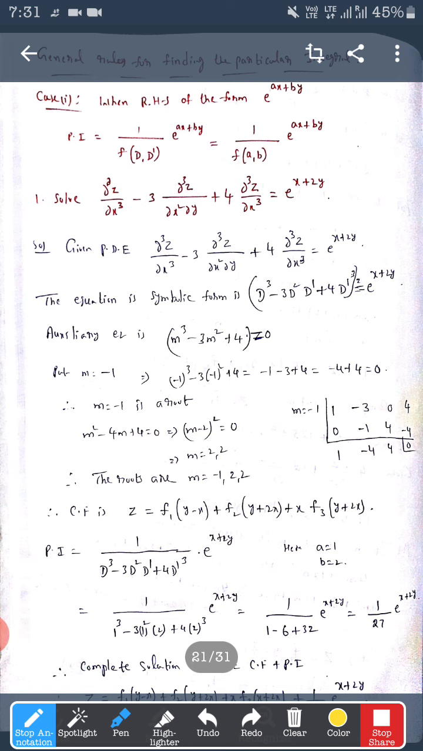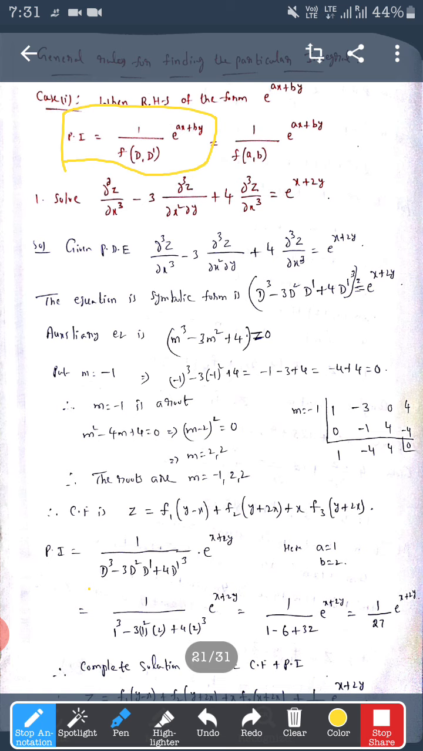So students, in this video, we learn finding the particular integral of the type e power of ax plus by. Same as in previous chapters in ordinary differential equations, we learned how to find the particular integral. Therefore, PI is equal to 1 by f of D comma D dash into e power of ax plus by.